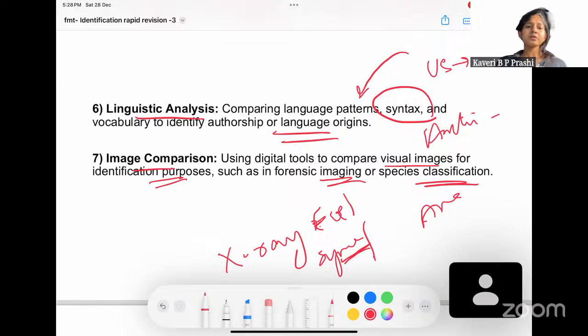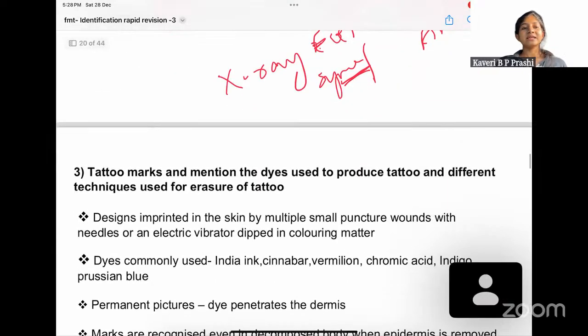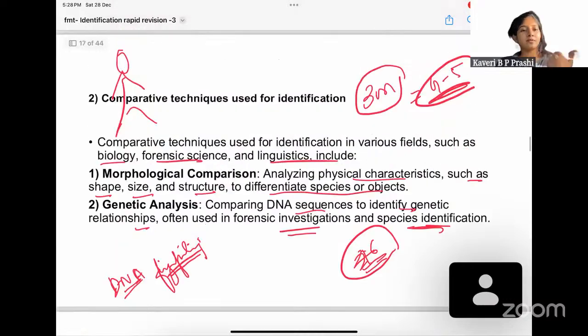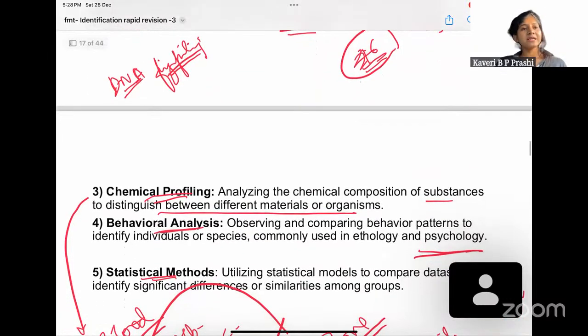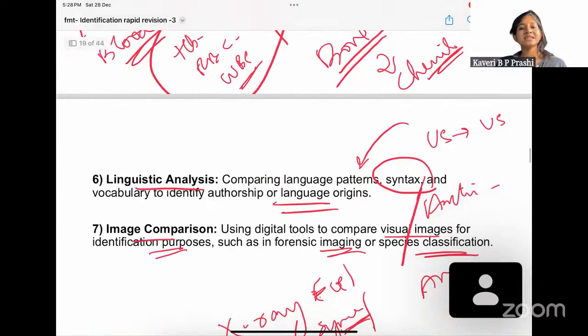Okay. So what are the different types of comparing techniques available for identification? Repeat after me. Morphological comparison, genetic analysis, chemical profiling, behavioral analysis, statistical methods, linguistic analysis, as well as image comparison.